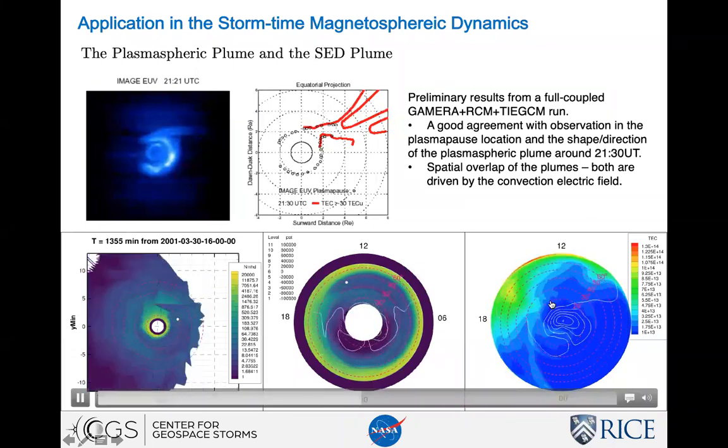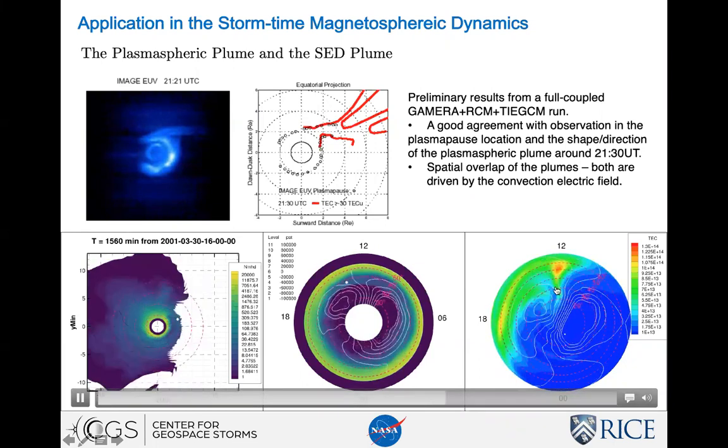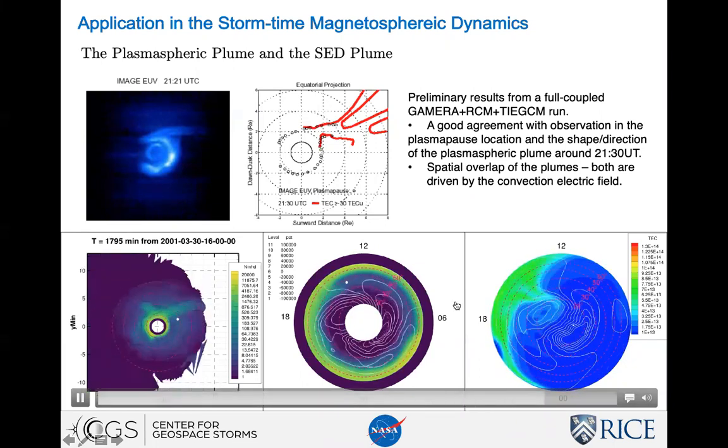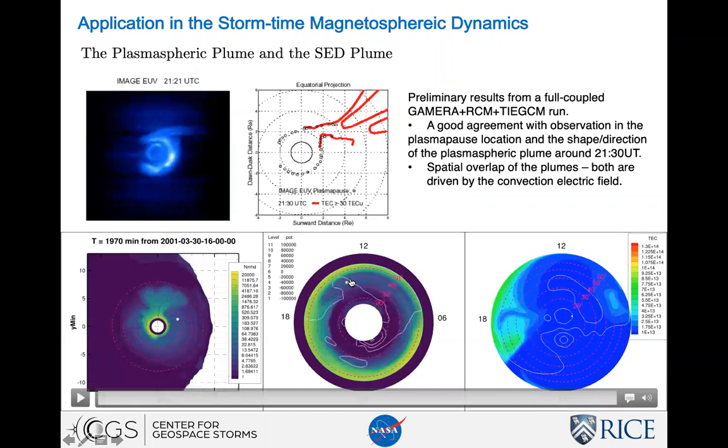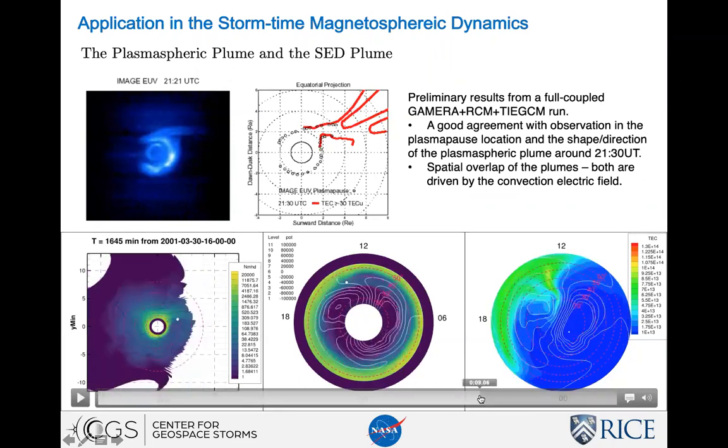Here we can see the SED plume is generated, as well as the plasmasphere plume. This is the equatorial plane view of the plasmasphere, and this is the ionospheric view of the same variable. This is MHD density.